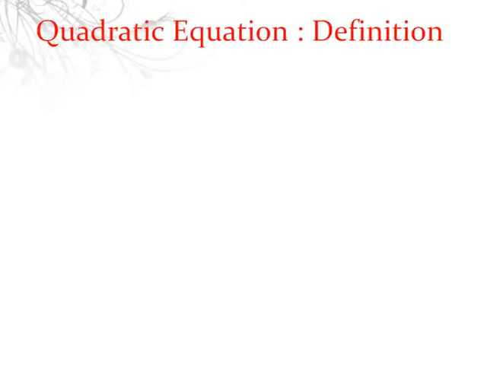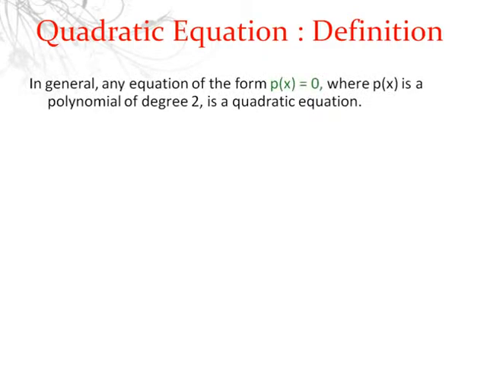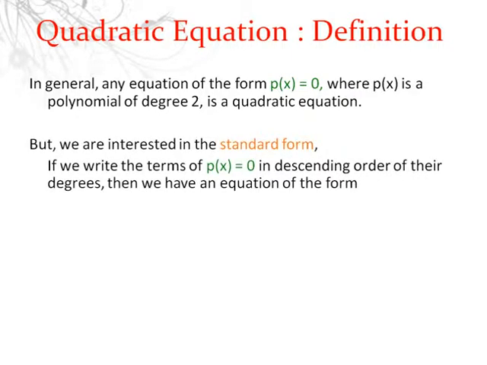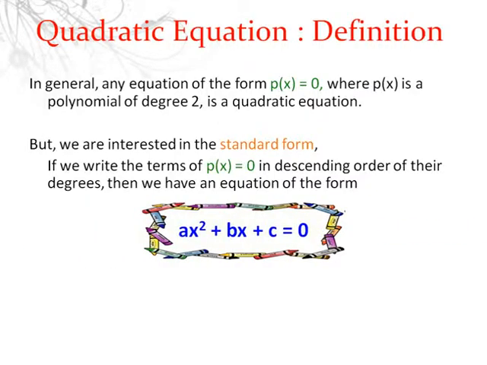So let us try to define a quadratic equation. In general, any equation of the form p(x) = 0, where p(x) is a polynomial of degree 2, is a quadratic equation. But we are interested in the standard form. If we write the terms of p(x) = 0 in descending order of the degrees, then we have an equation of the form ax² + bx + c = 0. If you note, the terms are in descending order of the degree.